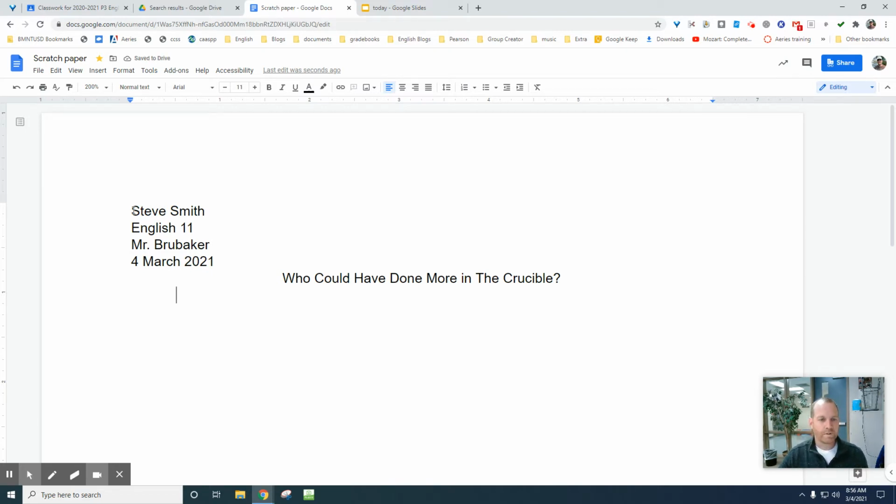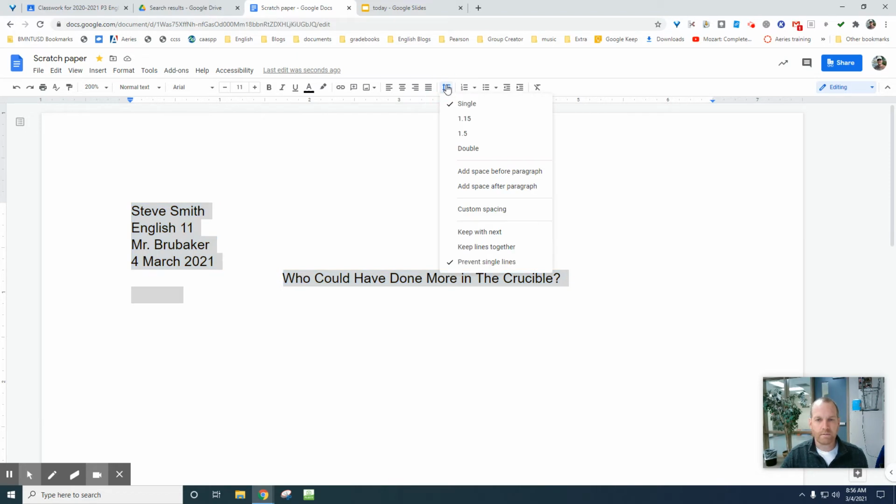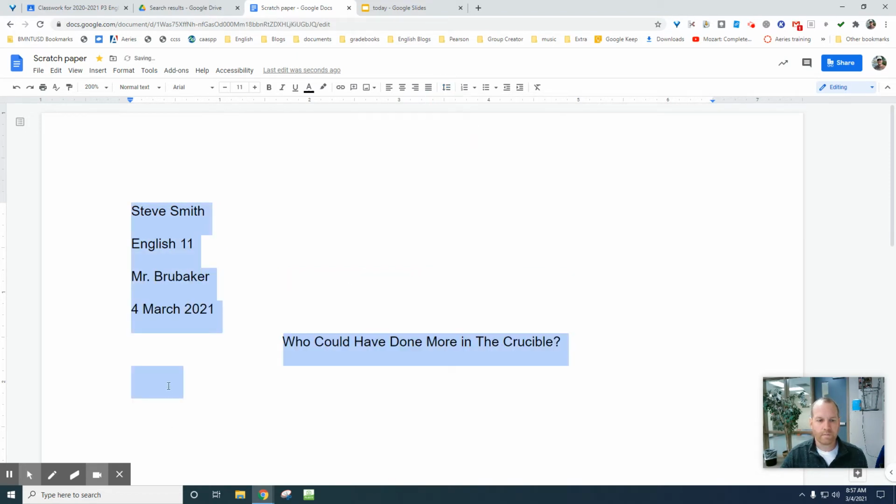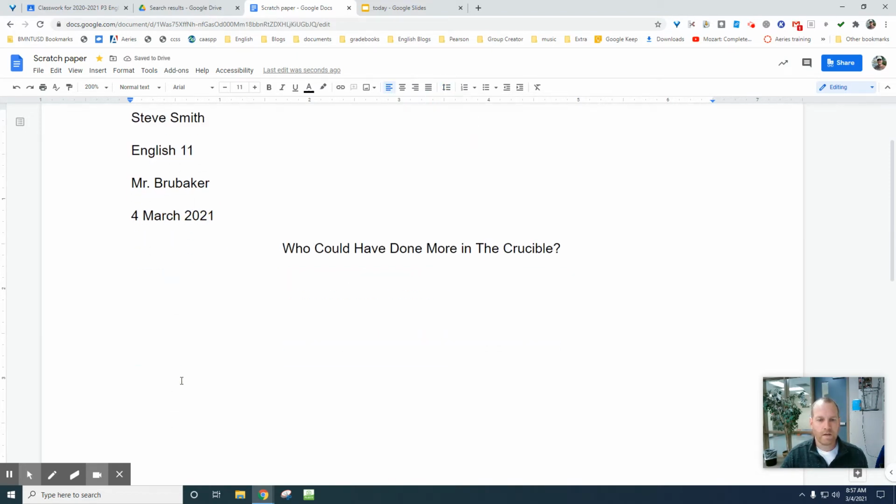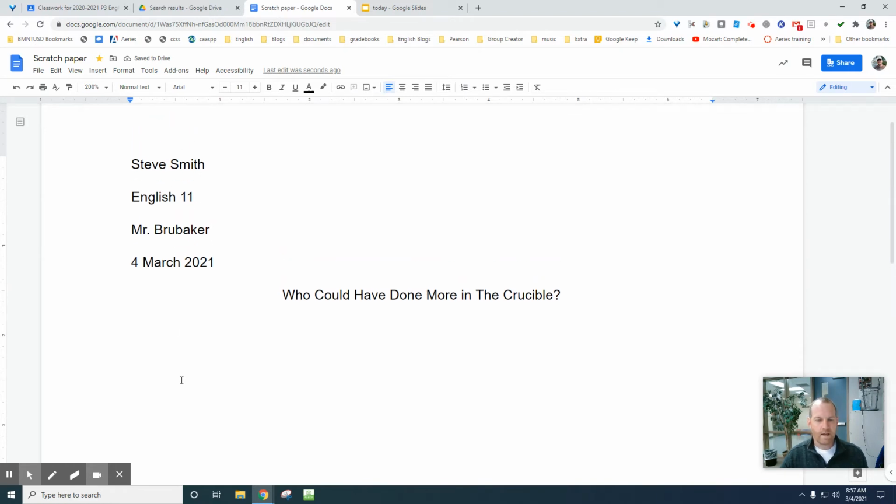Now, one thing we want to do is double space everything. So I'm going to select everything that I just typed. And then I'm going to click on this line spacing right here. And I'm going to choose double. Okay, so now everything's double spaced. I've indented and I'm ready to go. I'm going to pause here in case you need a moment to complete that step.